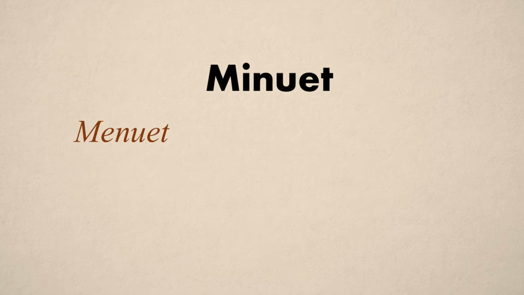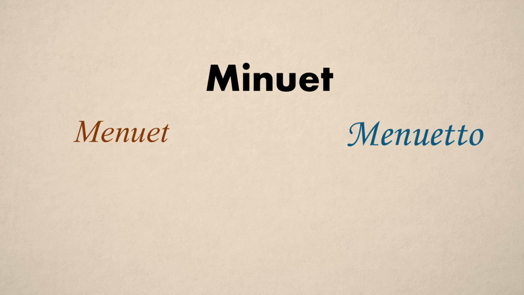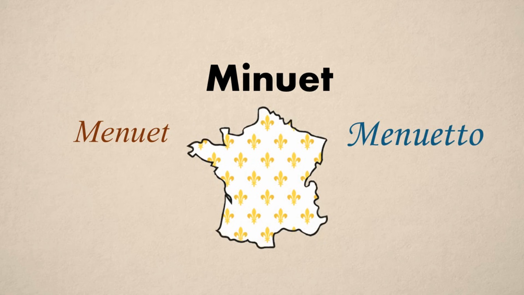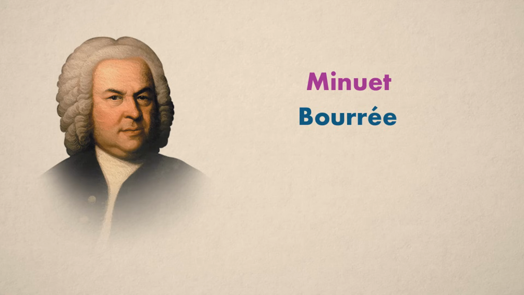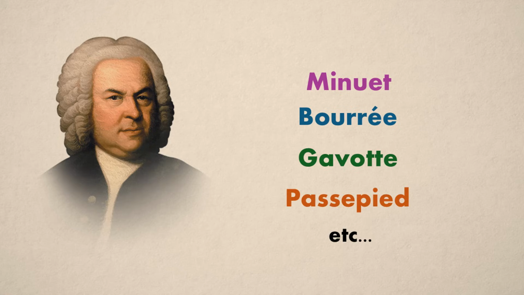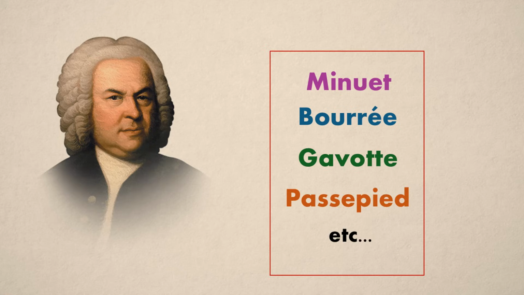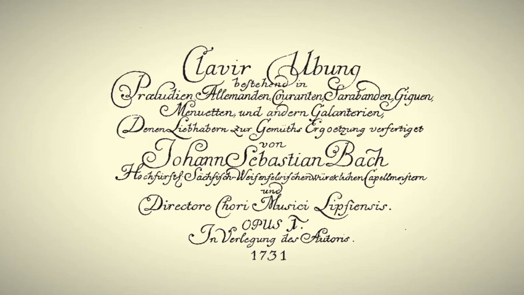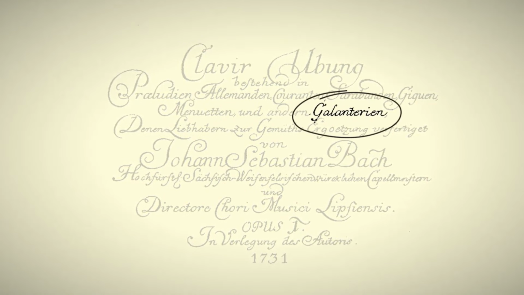The Minuet, Menuet in French or Menuetto in Italian, was a French social dance originated in the 17th century. During Bach's lifetime, in the first half of the 18th century, the Minuet had successfully spread across Europe, and it was regarded as a modern and fashionable dance, just like the bourrée, the gavotte, and the passepied, among others. This group of dances is often referred to as galanterie, which means gallant, a term used by Bach himself in the front page of his keyboard partitas.